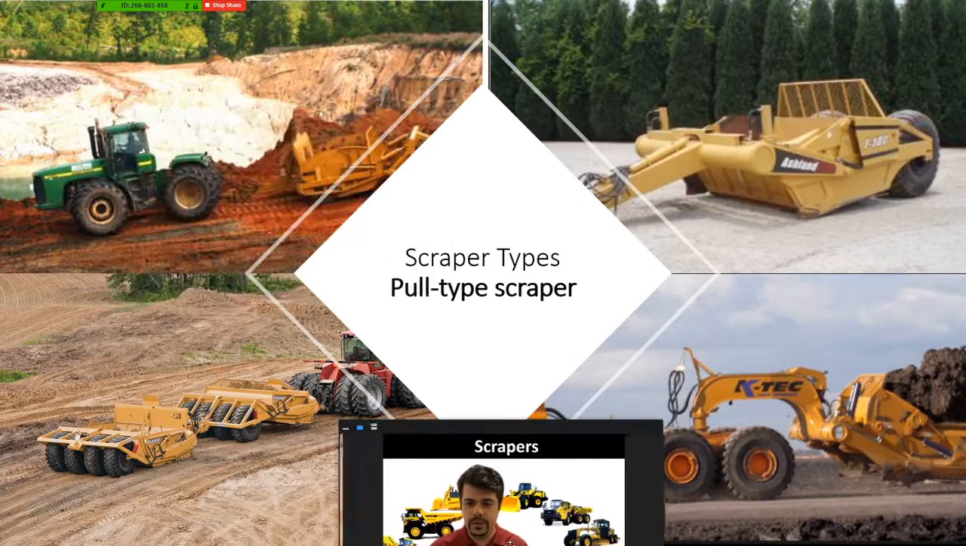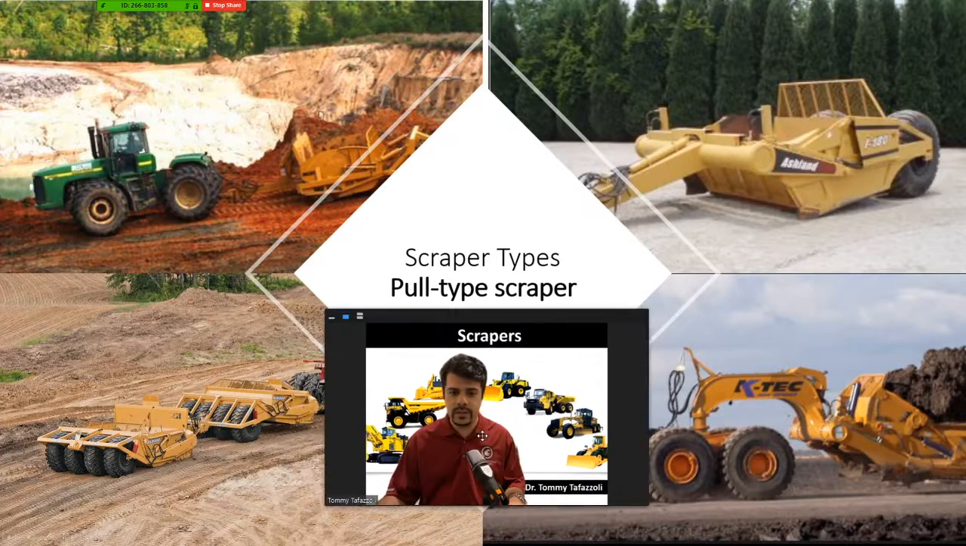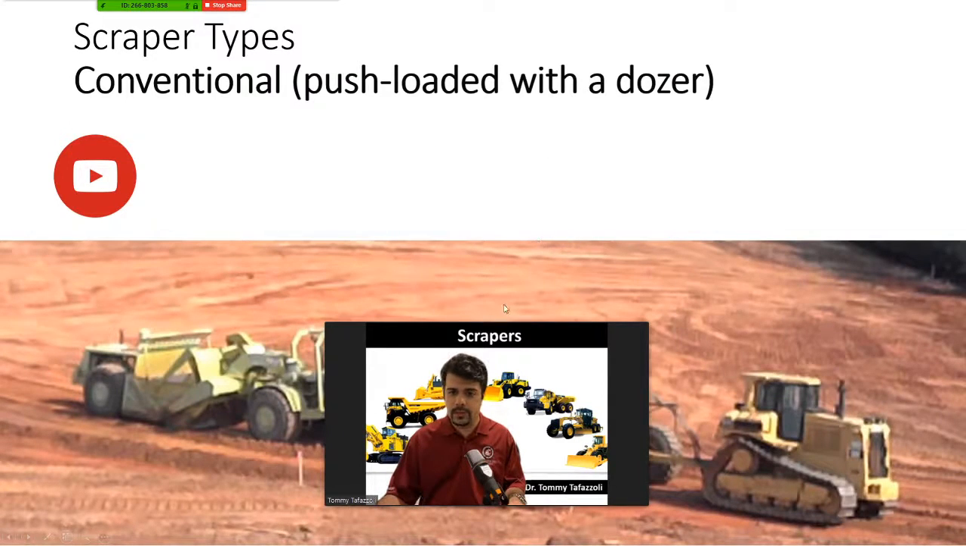So we talked about pull type scrapers. It means the engine is in the front and you can pull the scraper. They're not necessarily an equipment. A tractor could pull them, okay, but obviously they are not useful for big projects. But they have actually a lot of functionality in small projects, but you need a tractor to move them.